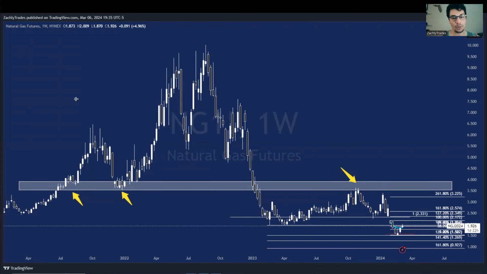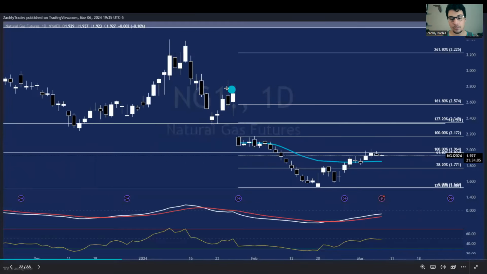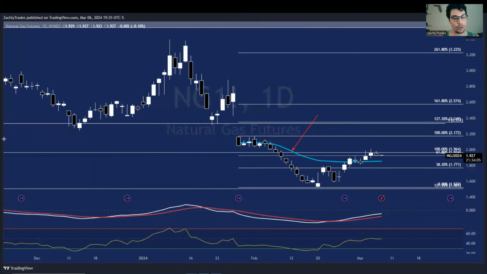Now that we understand the macro picture and what happened from the end of last year to this year, when we zoom in from a weekly time frame, what do we see? Well, we had this huge gap down here in the natural gas futures. And we've put an anchored VWAP on here. That's what this little cyan blue color is. That is an anchored VWAP. Now, what is an anchored VWAP?